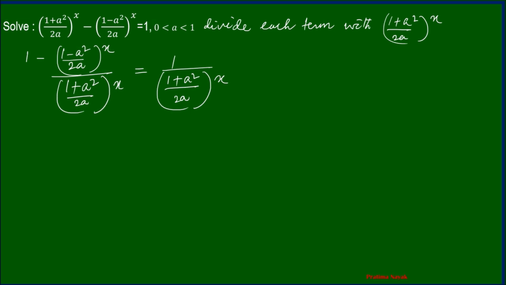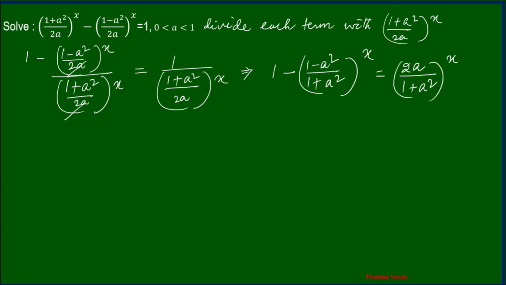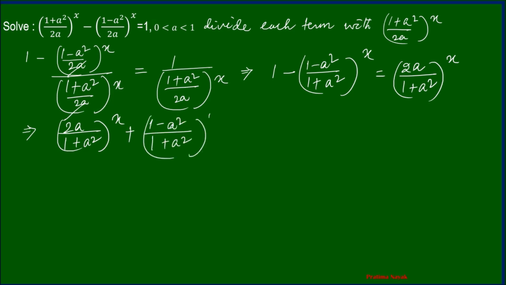If we simplify this, the 2a will be cancelled. Then 1 minus, this will be ((1 minus a square) over (1 plus a square)) to the power x is equal to (2a by (1 plus a square)) to the power x. Or on rearranging, I'll get (2a over (1 plus a square)) whole power x plus ((1 minus a square) by (1 plus a square)) whole power x is equal to 1.